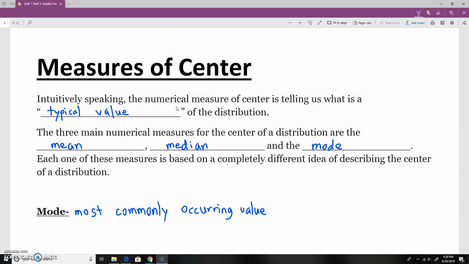Okay. The three main measures of center we're going to look at, you may have heard of them. You've probably worked with them at some point in time. We're going to be looking at mean, median, and mode. Each of them kind of has a different idea, but they each talk about the center of the distribution.